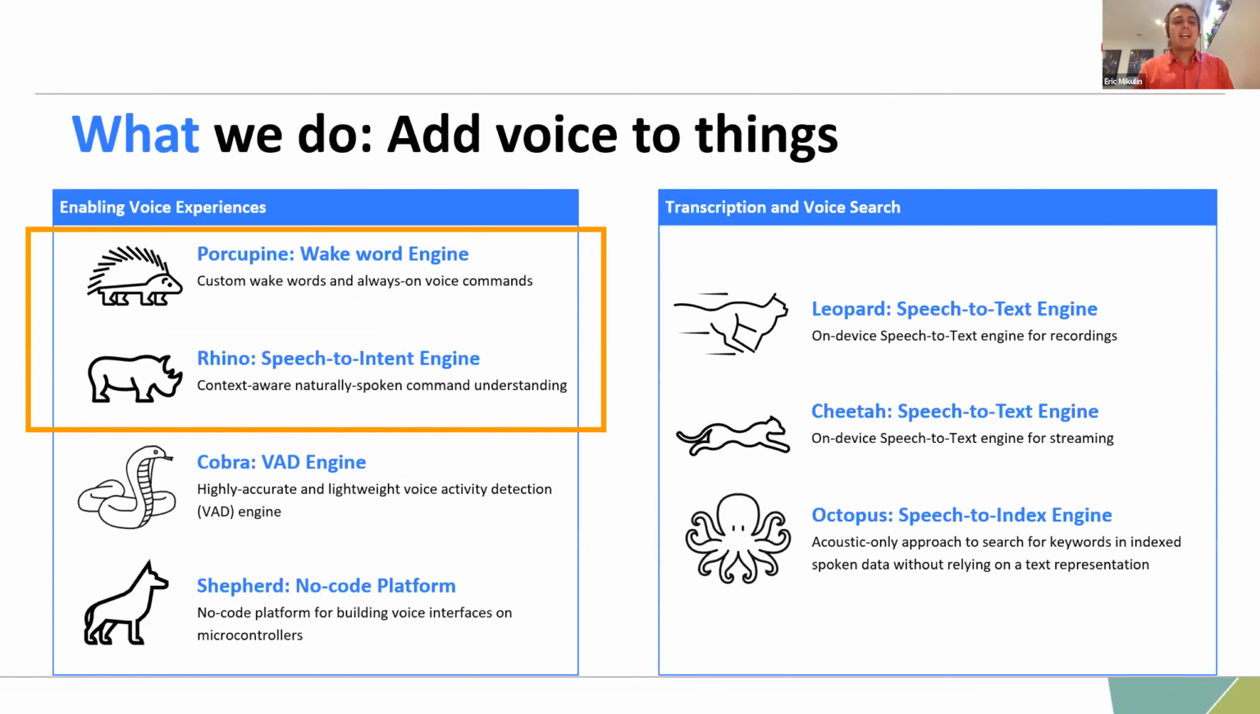Thanks, Danny. Yeah, so my name is Eric. I'm a software developer here at Picovoice. And briefly put, Picovoice is an end-to-end voice platform for building voice experiences on your terms. You can see we have a variety of different products covering a broad range of voice interactions, speech to text, voice activity, voice search, speech to intent. But today we'll be focusing mainly on Porcupine and Rhino, which is what we call our wake word and speech to intent engines, respectively.